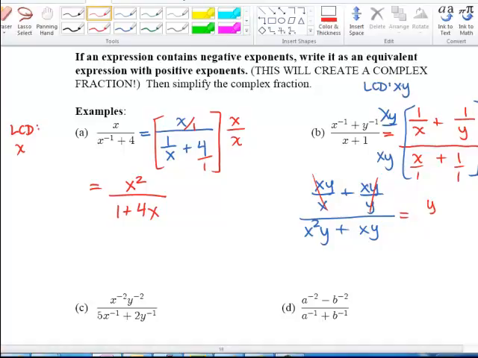So we've got y plus x in the numerator, and in the denominator we could factor out an xy, and we'd be left with y plus 1. So we don't have any matching factors. We have a factor of xy in the denominator but not in the numerator. We have a factor of y plus 1 in the denominator but not in the numerator. So we have to just stop right there.